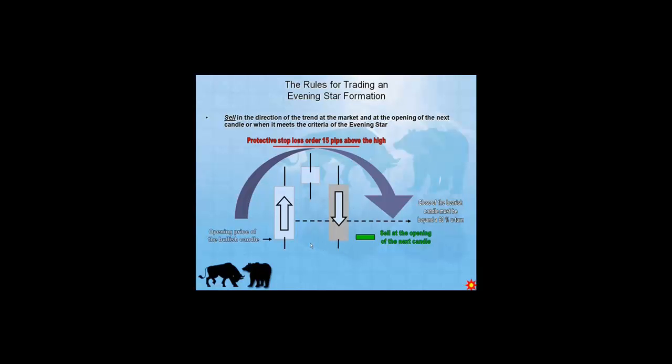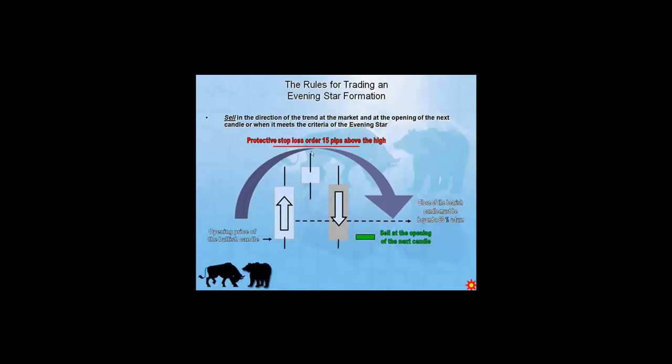A lot of errors I see in traders is that they don't let this candle close. If you're looking at an hourly chart, the last 10 minutes of the hour are usually the most active. Sometimes it looks like this is going to be forming, and then in the last 10 minutes it retraces back and doesn't form as an evening star. That's why we've got to be patient, let this candle close, and then go at the opening of the following candle. Now, our stop loss is placed 15 pips above the high.